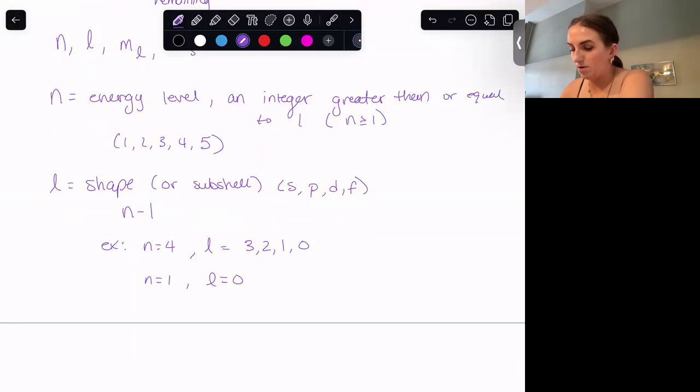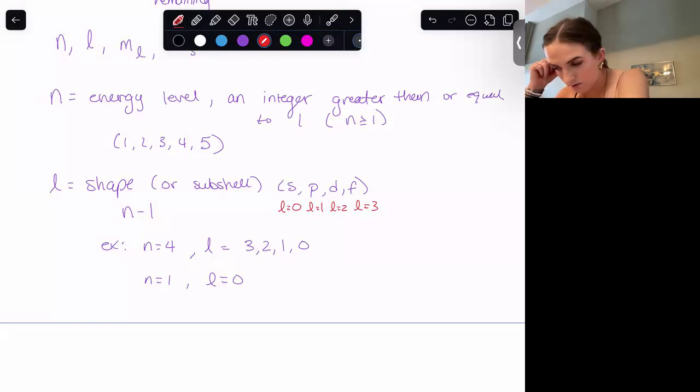Okay, and then corresponding to s, p, d, f, s is l equals 0, p is l equal to 1, d is l equal to 2, and f is l equal to 3. Okay, questions there?